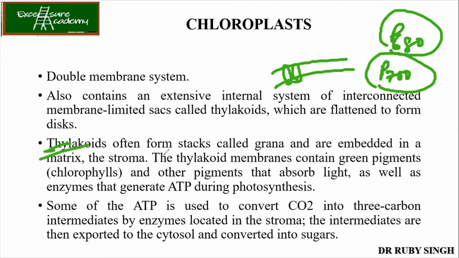Don't worry. This was just the introduction to the organelles, and from the next lecture onwards we are going into detail. It will include all your biochemistry and tools and techniques also, so along with one topic, 2-3 topics will get covered. Some of the ATP is used to convert CO2 into 3-carbon intermediates by enzymes located in the stroma. Finally, whatever CO2 is taken is converted into sugar. That is how photosynthesis takes place.